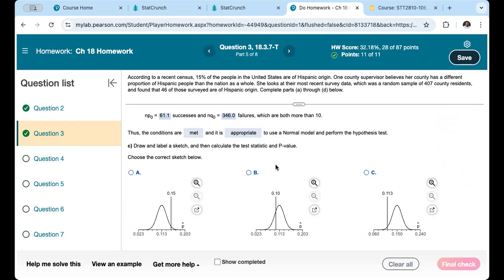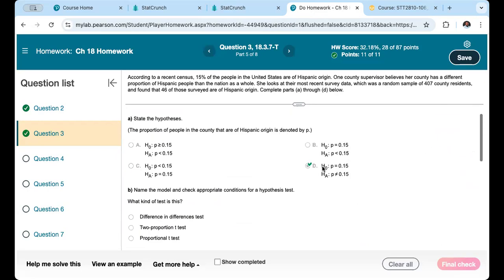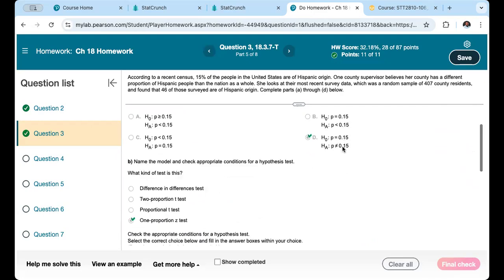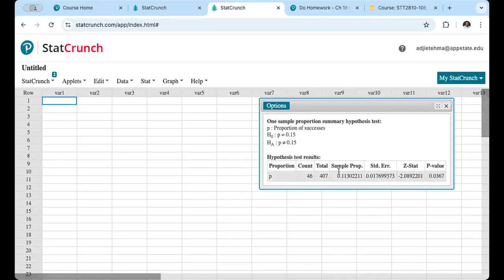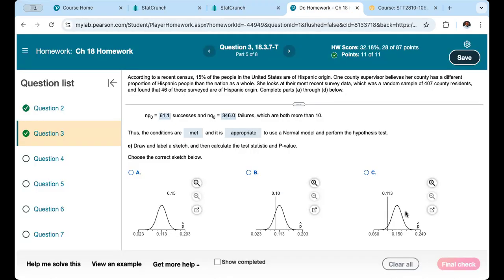So when I come here, we want to look at this. So when you look at the sketches here, now, what is our p naught? Our p naught here is what, 0.15. Is that okay? So you have to make sure that the middle of this curve here is 0.15. So when I look at that, it's only this one that has the middle to be 0.15. You see, the middle is the peak. And then what is showing here is the p hat. So what's our p hat? 0.113. So you can see it's only this one that also has the p hat to be 0.113. And if this is 0.15, it means 0.113 is to the what? The left. Is that okay?